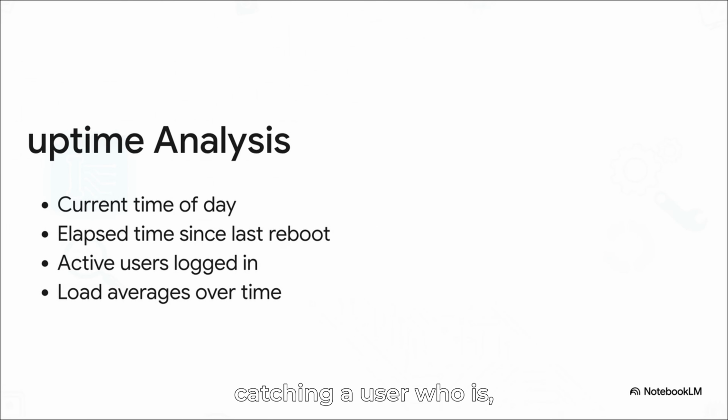Sure, it's great for catching a user who is, let's say, stretching the truth about having just restarted their Mac. But the real treasure here is the load averages. These numbers show you how many processes were waiting to run over the last 1, 5, and 15 minutes. It gives you this fantastic historical context of exactly how bogged down the CPU has been. Context that a real-time monitor simply can't give you.